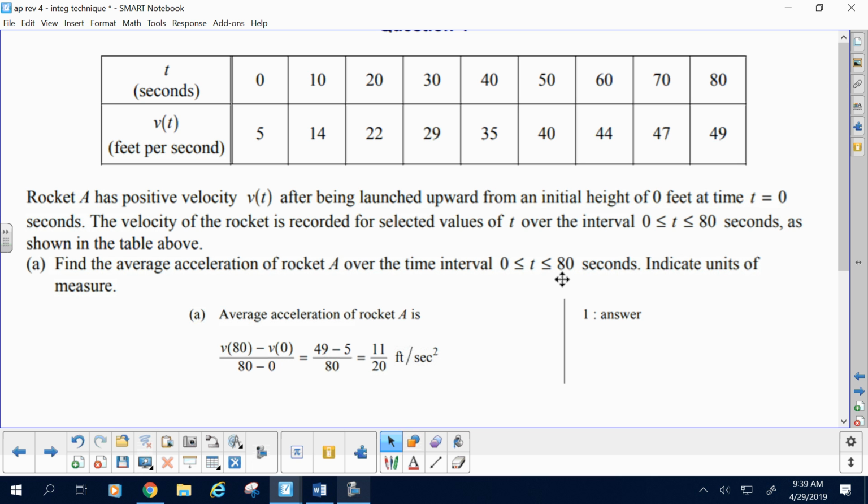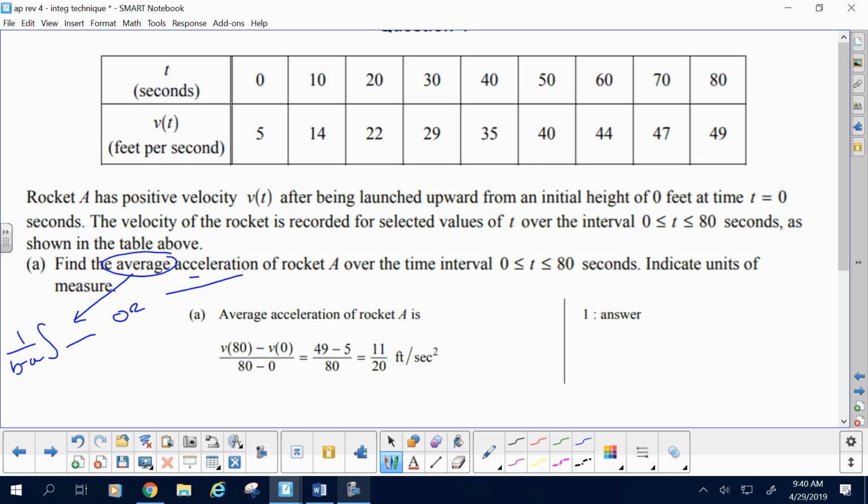So here we go. AP problem, and then I think I have averages on this. So let's see. All right, so for part A, wouldn't you agree that when you read "average," your mind should go one of two ways: average value or average rate of change. And which way totally depends on what they give you.